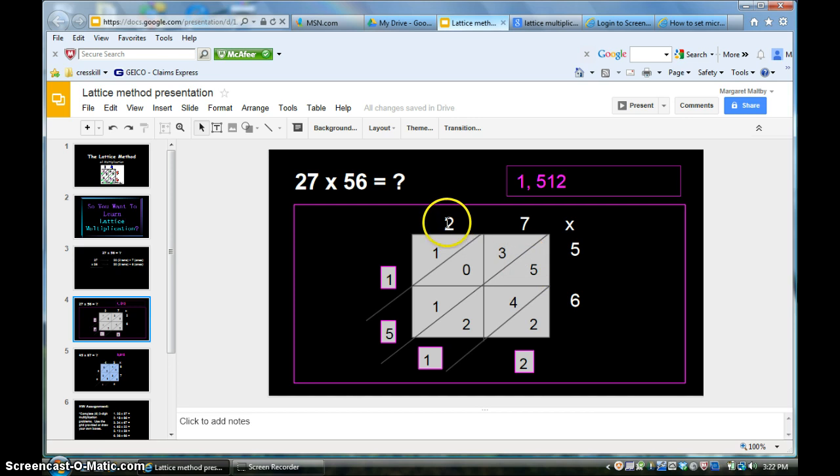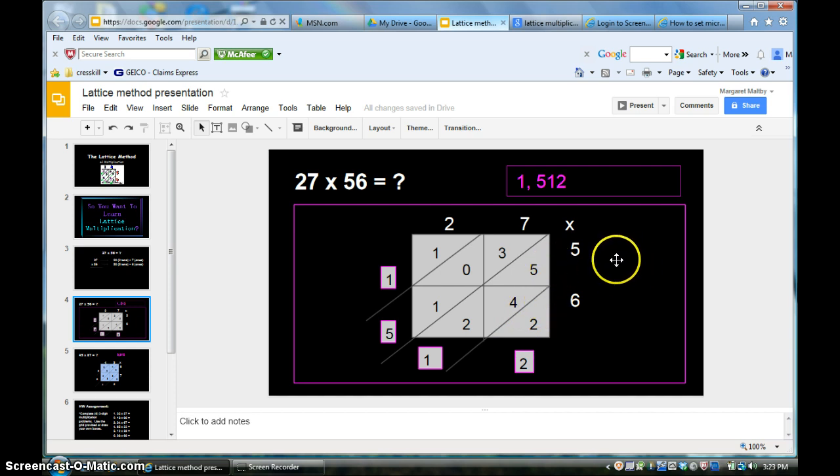Moving back left to right again, we'll try 2 times 6, which gives us 12. The 1, or the 10, goes into the top of the box, the 2 ones in the bottom of the box. 7 times 6, rather, gives us 42. The 4 is 4 tens, goes in the top of the box, and the 2 ones in the bottom of the box.